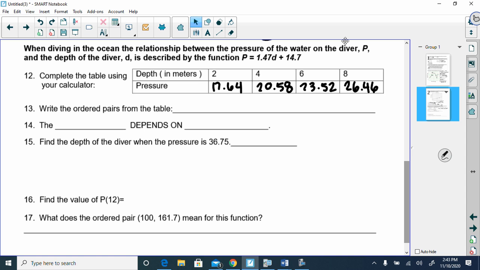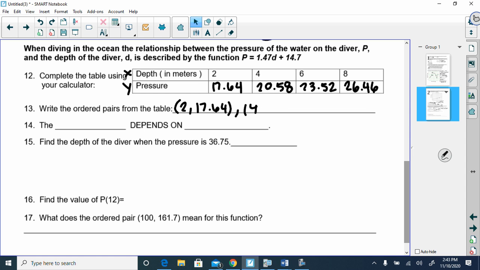Okay. So then it wants us to write down the ordered pairs from the table. So remember, D is acting like our X, which means P is acting like our Y. So I'm just going to write them as coordinate points. So my first coordinate point would be 2, comma, 17.64. Okay, what would my next one be?